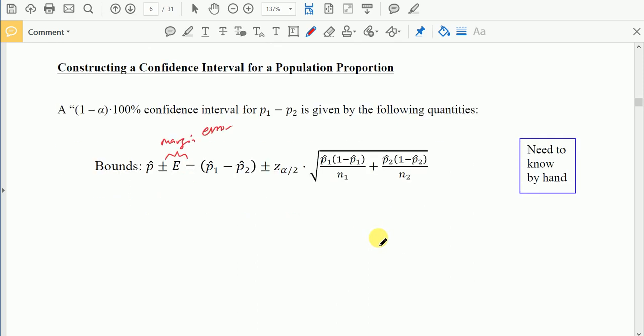So the upper bound should be the plus side, and the lower bound should be the minus side. So just memorize the formula, and you should be able to do that. Okay, let's try the next example.